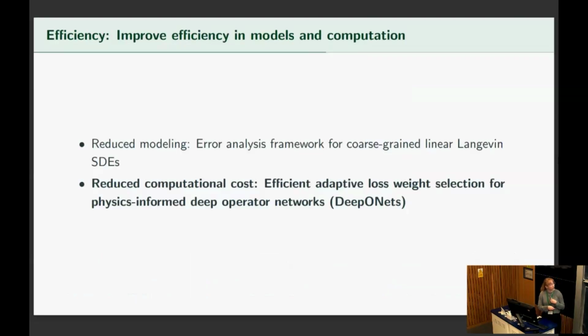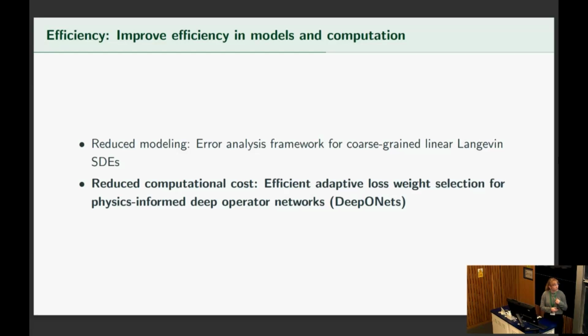And then the final project that I have to talk about goes back to the machine learning setting, where we focus on a method for reducing computational cost specifically in physics-informed deep operator networks. Deep operator networks are based on PINNs, but rather than trying to learn the solution for a single PDE, we are trying to learn the solution operator for a family of PDEs across a range of different initial conditions or boundary conditions.